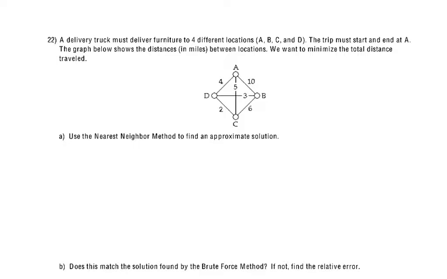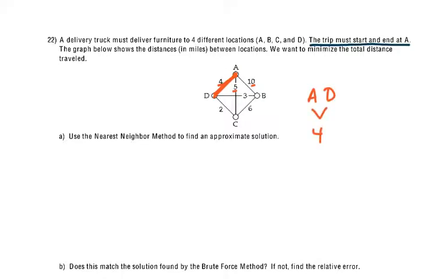So let's do the nearest neighbor method on the same problem that we saw before. Okay, so we start from A because they told us the trip must start and end at A. So we're going to start at A, and from A, we look at our options. To go to D would be 4, to go to C would be 5, to go to B would be 10. So we're going to make the choice to go from A to D, which gives us 4.